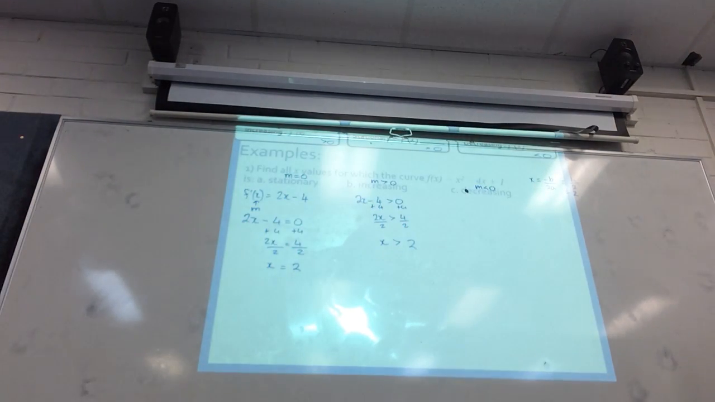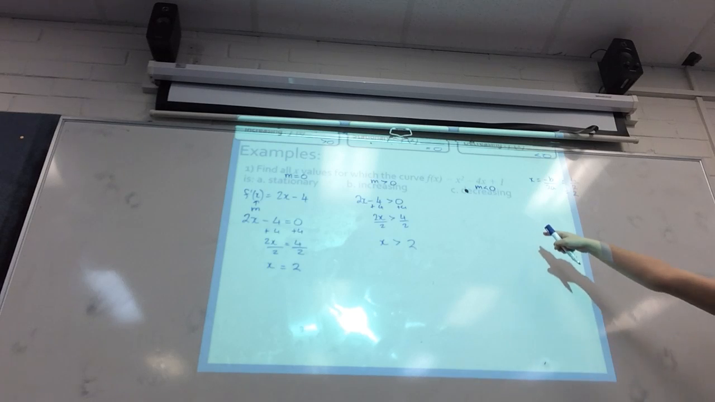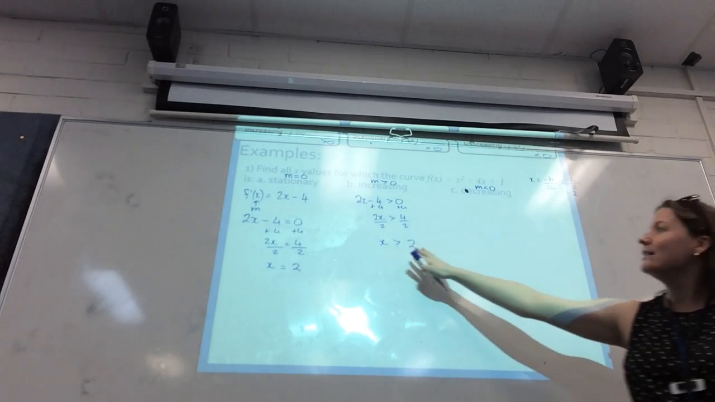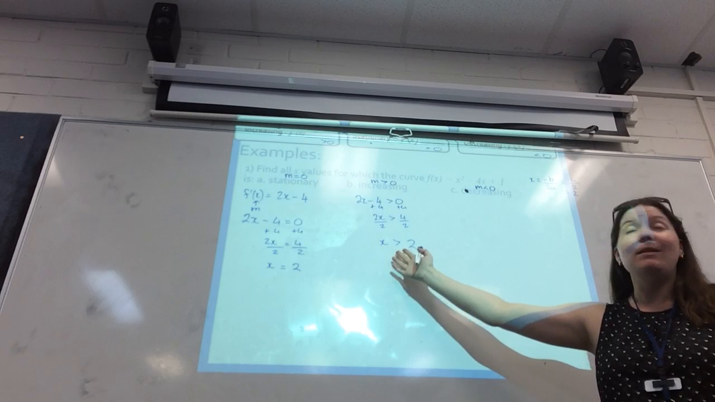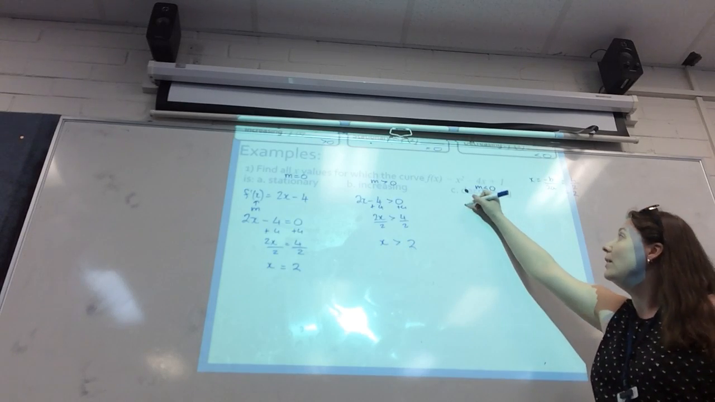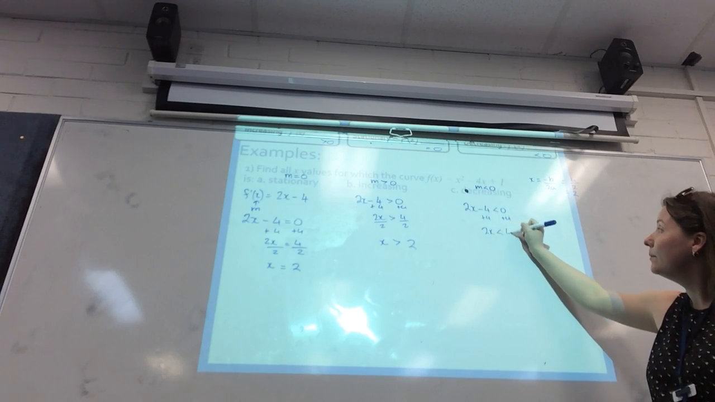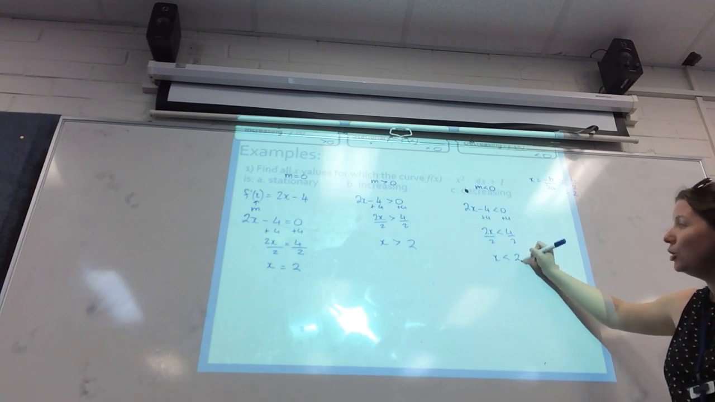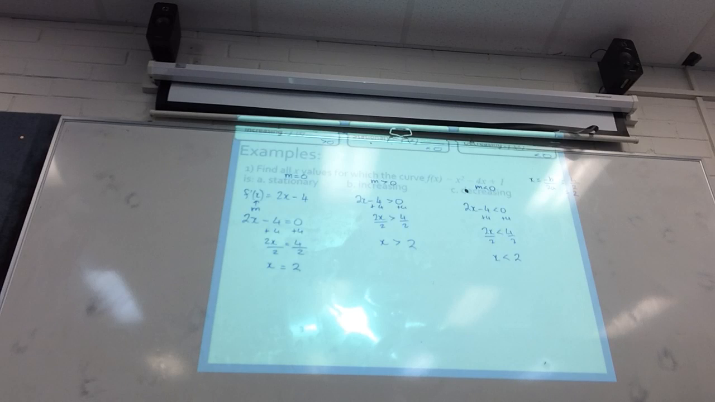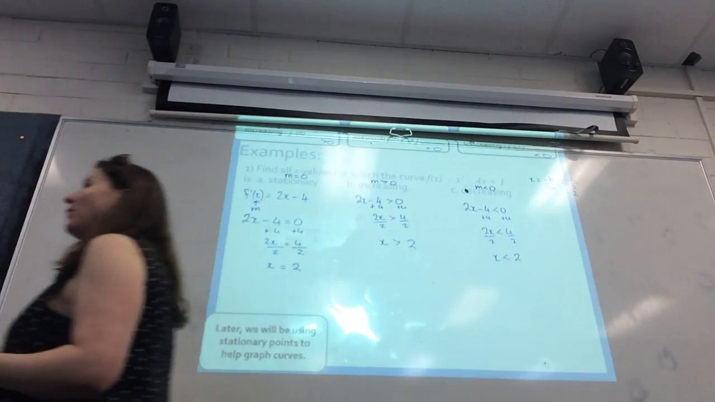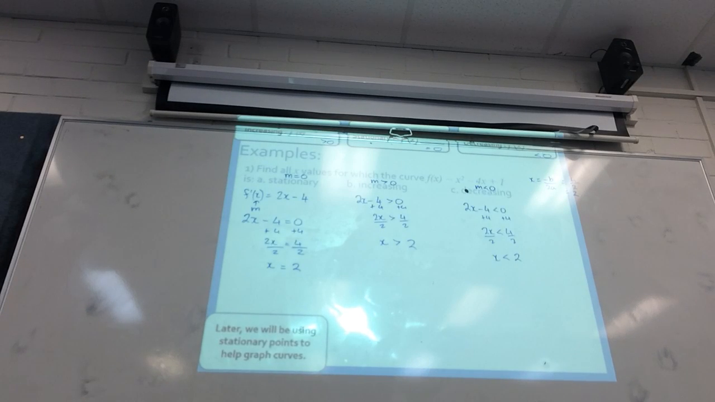And then this one here, I mean, this one here, do we really even need to solve? I mean, it's exactly the same, but with the sign flip. So it's going to be that x is less than 2, right? But you could solve. Okay, so as I've mentioned, we will be using stationary points to help us graph curves. That's kind of the key of this topic.